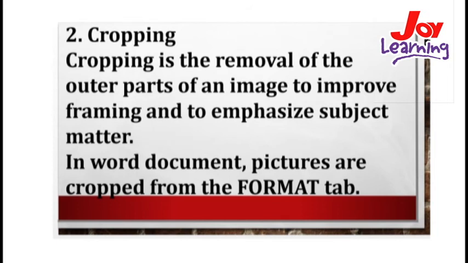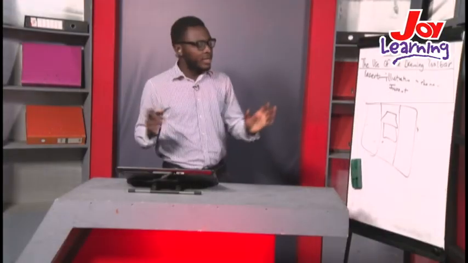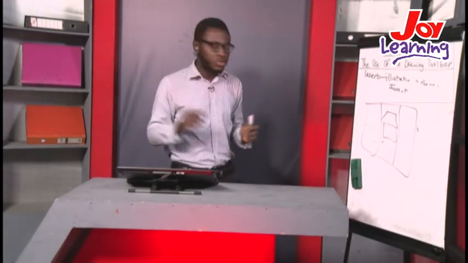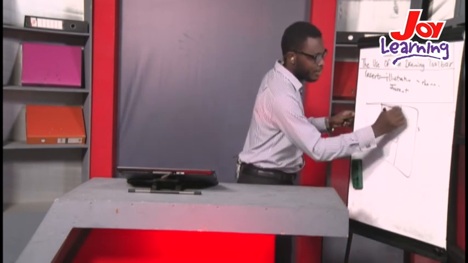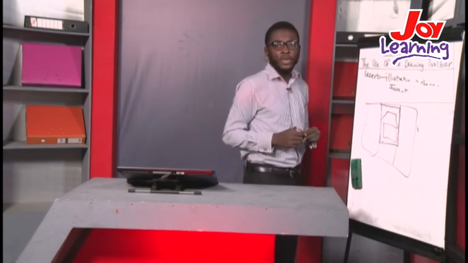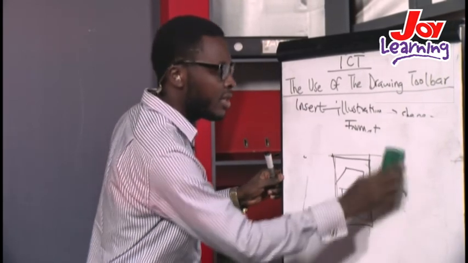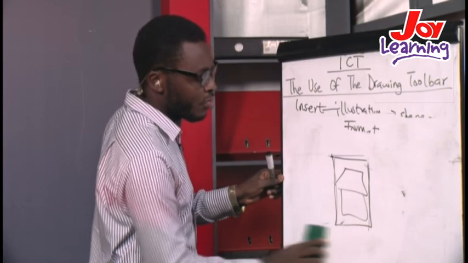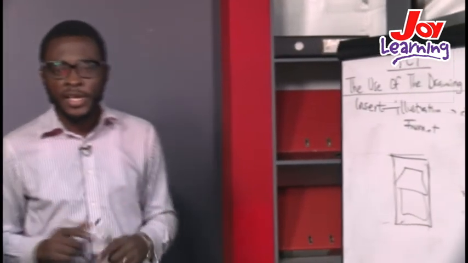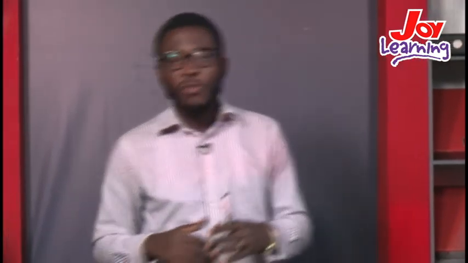In Word document, pictures are cropped from the format tab. So if you select the image, the format tab will appear. And it is under this format tab that contains the crop tool. So you select the image, only the image, and then you press enter to clear the outer part of the image here. To remove the outer part, then we lay emphasis on only the image. So that's cropping, to remove the outer part of an image, to lay emphasis on the image, or to also enable framing of the subject matter.